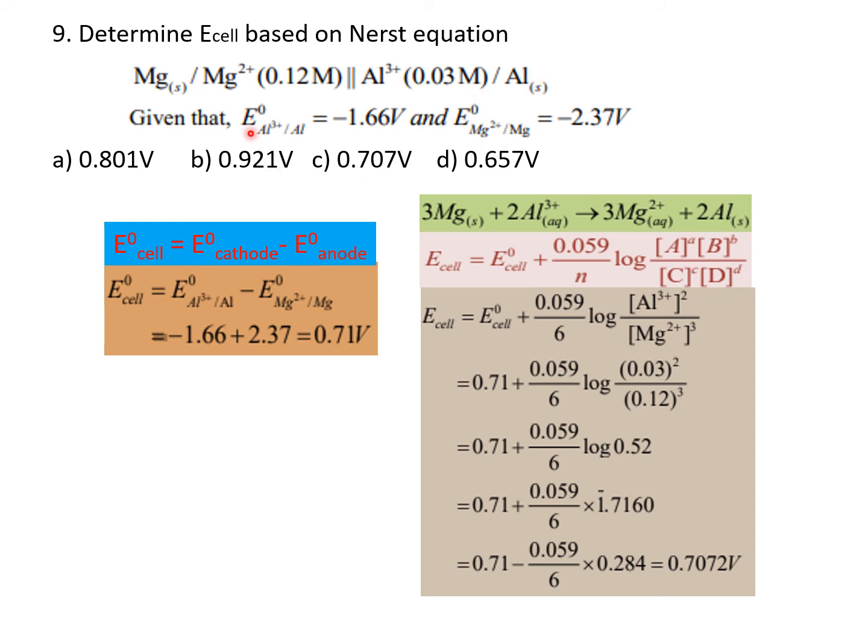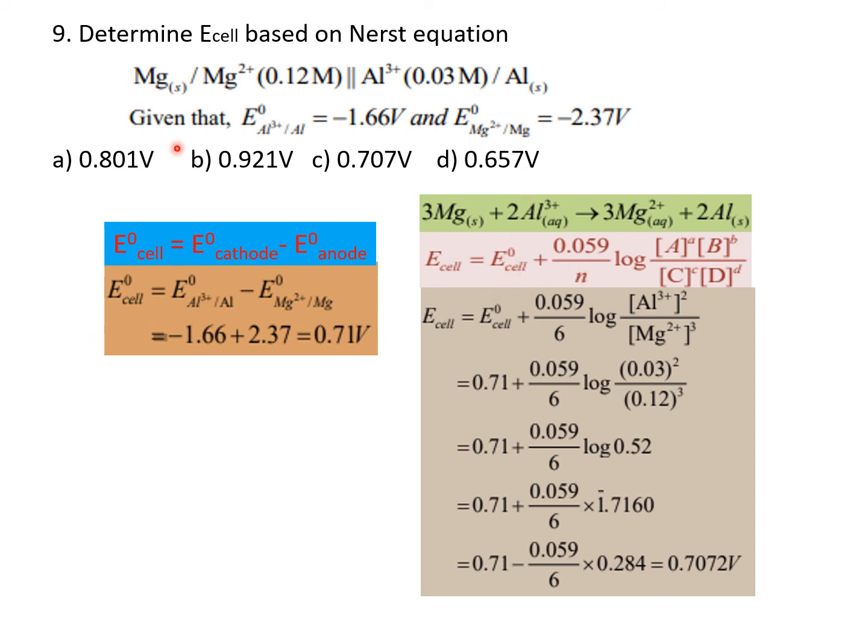Okay, what is given? E naught of the cell potential is given, and E naught of magnesium 2 plus magnesium is also given. So E naught of cell is equal to E naught cathode minus E naught anode. E cell is equal to what they have given: the electrode of aluminum and magnesium is given. You substitute, you will find the cell potential. Cell potential we will get it.